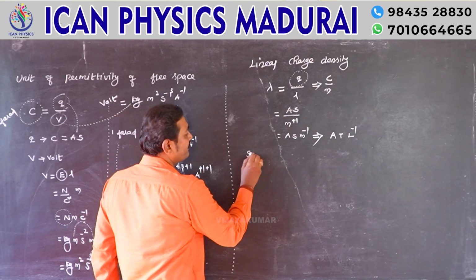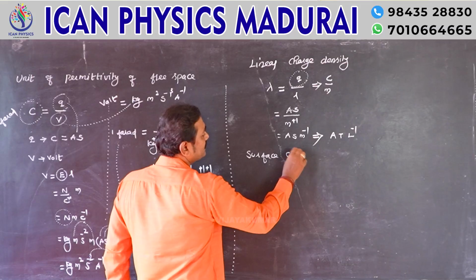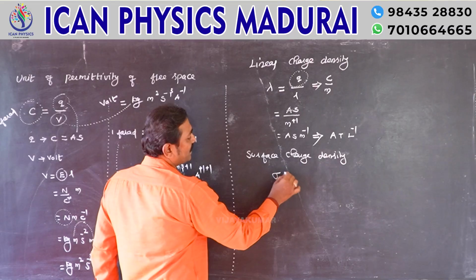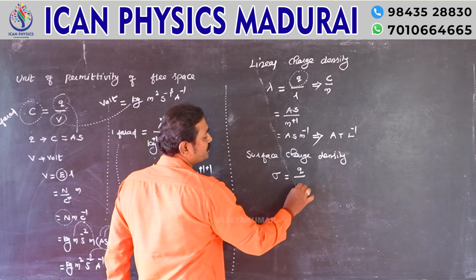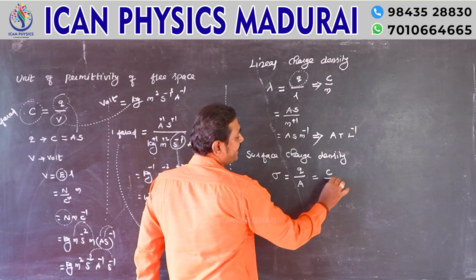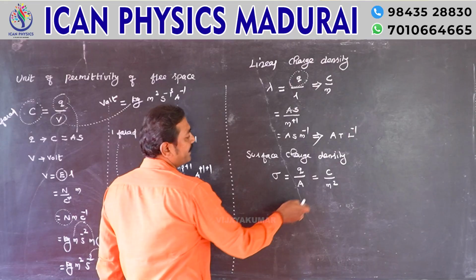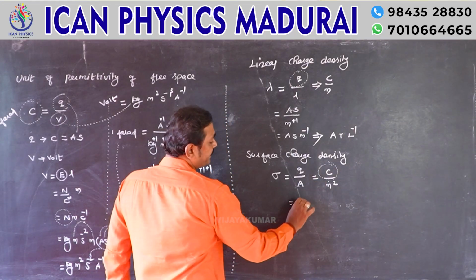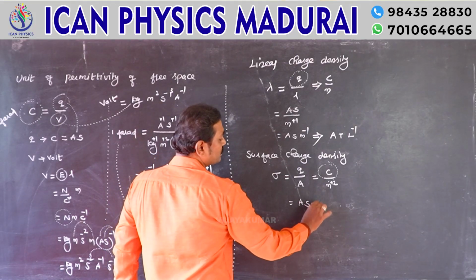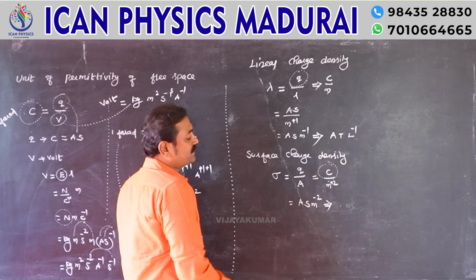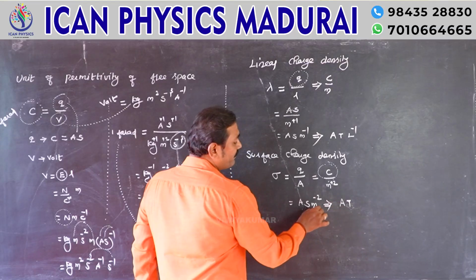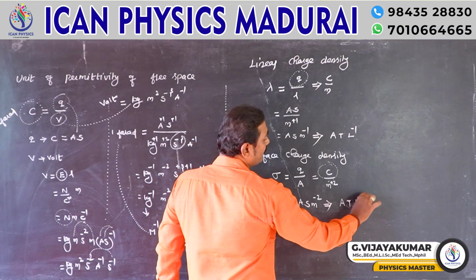So, next one is surface charge density. Surface charge density is defined as the ratio of charge to the unit area. Now, the unit of charge is coulomb. Unit of area is meter square. The equivalent unit of coulomb is ampere second. The power plus 2 goes to the numerator as minus 2. Now, the equivalent dimensional formula for this one is ampere. For second, it is T. For meter, L power minus 2.